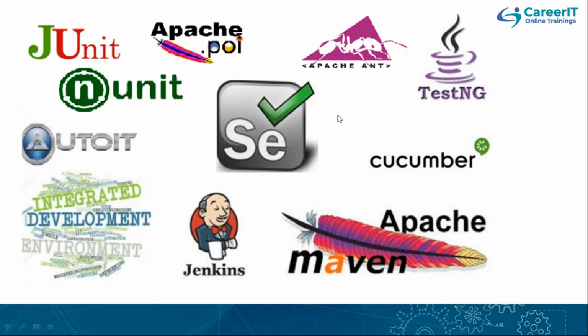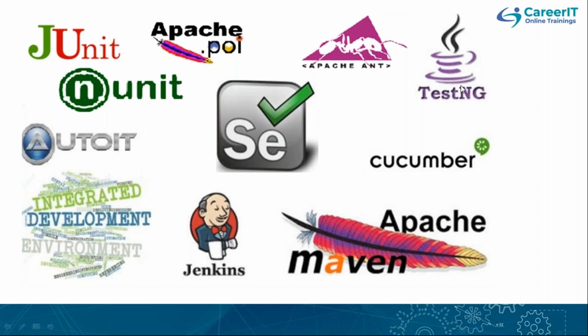If you see here, JUnit, NUnit or TestNG are testing frameworks available in the market, and Apache Ant, Apache Maven or Apache Gradle are the build tools available in the market. Apache POI is basically to automate Microsoft Excel sheets, and AutoIT or Cucumber are frameworks available in the market. Cucumber is basically for the BDD approach, and Jenkins, and integrated development environments are nothing but IDEs like Eclipse or IntelliJ IDEA and all. So Selenium can integrate with all these tools, guys.